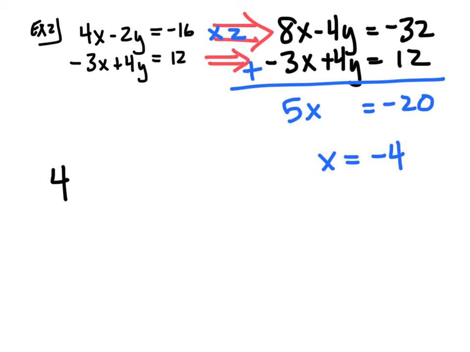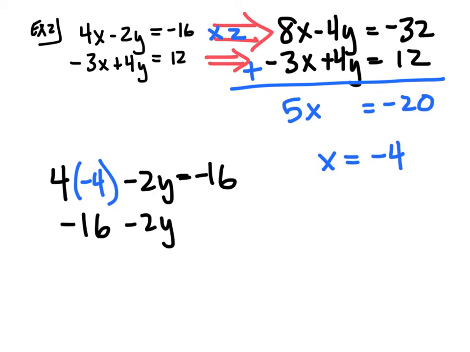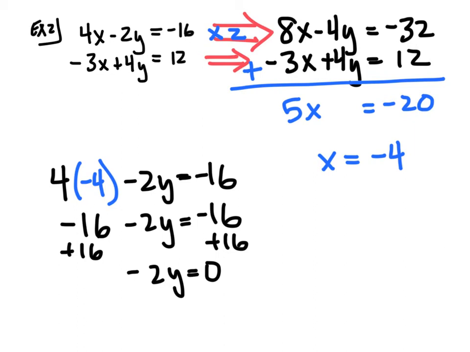4 times negative 4, since that's our x value, minus 2y equals negative 16. So negative 16 minus 2y equals negative 16. Add 16 to both sides. Negative 2y equals 0. So if I divide this by negative 2, I'll end up at y equals 0. So I've got an x and a y. My solution is negative 4, 0.